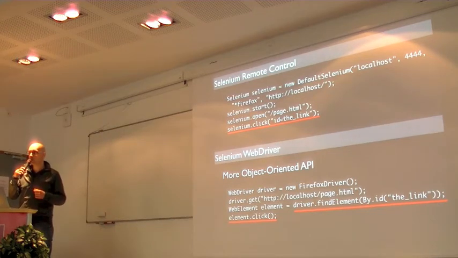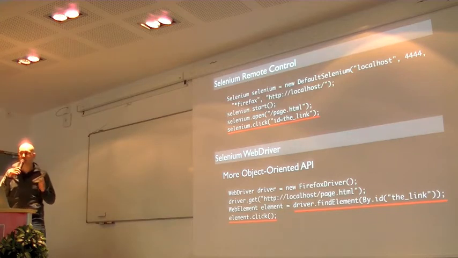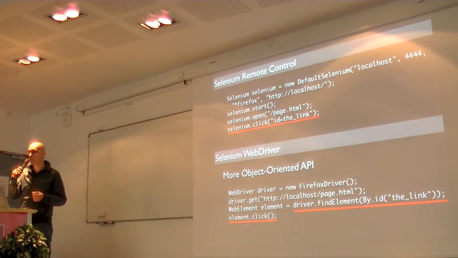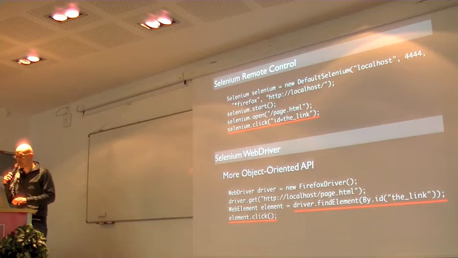In the WebDriver code, you can see that there are two objects involved. First, we have the driver object, which we ask to find an element on the page, passing it the identifier of the element. And this returns a second object, and it's that object that we then send the click message to click on the link. So it's a small example, but it shows that it's more object-oriented design.